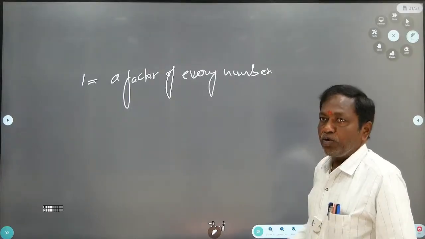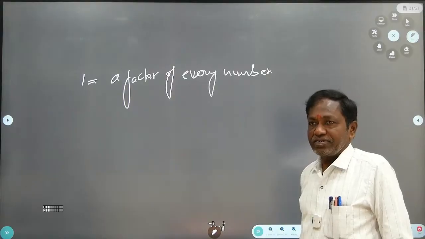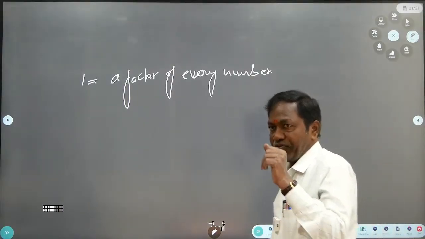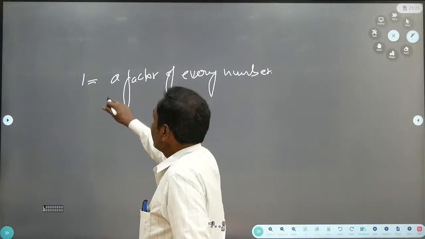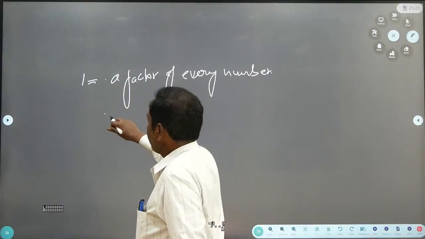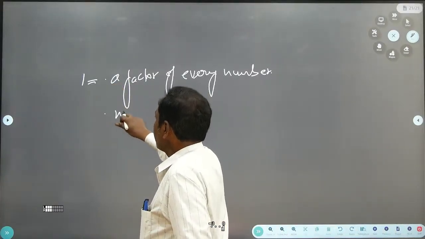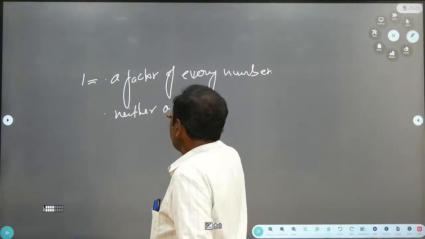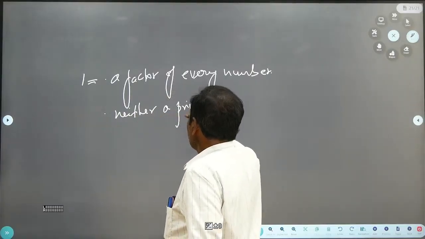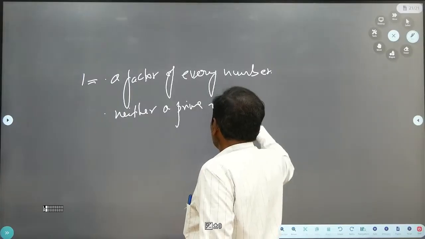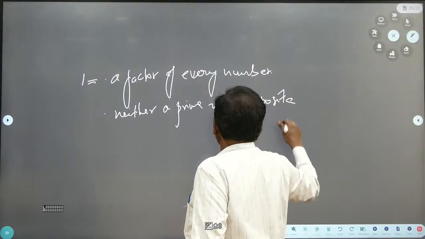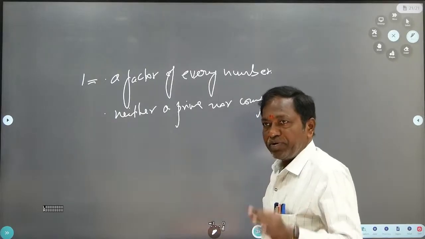Other properties of 1: 1 is neither prime nor composite. Neither a prime nor a composite.